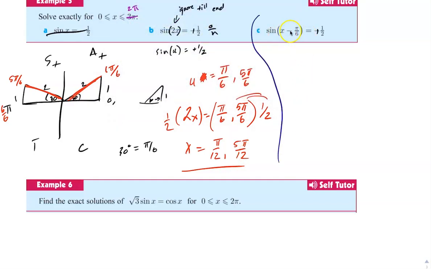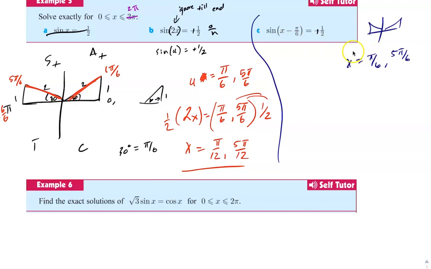Right? So sine of x minus pi over 6 equals 1/2. I did the same problem. The difference here is, instead of a 2x inside, it's an x minus pi over 6. Well, you do it the same way. You would solve where sine equals 1/2. We actually already did it. We know it's pi over 6 and 5 pi over 6.